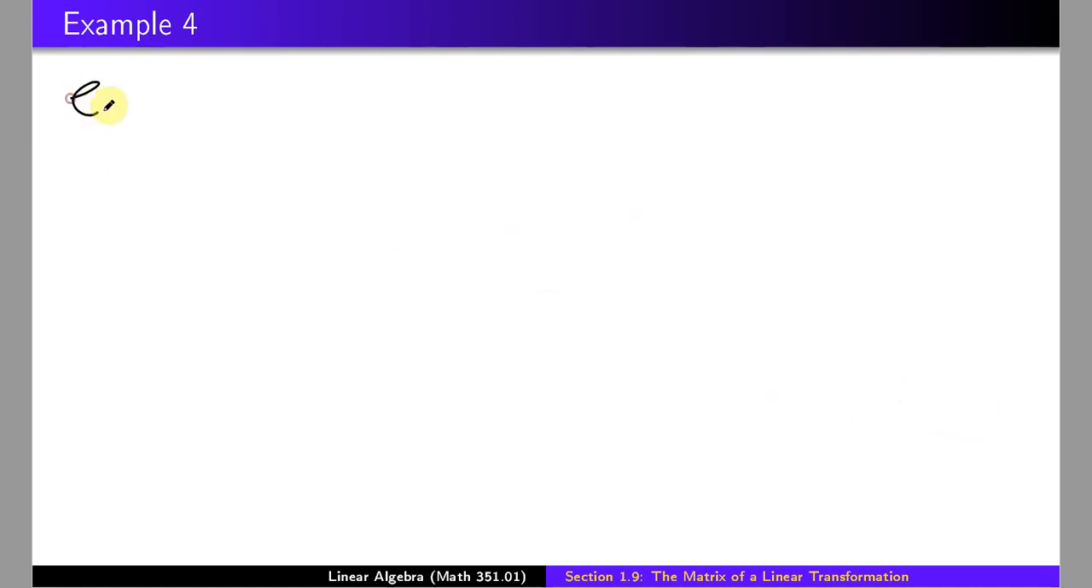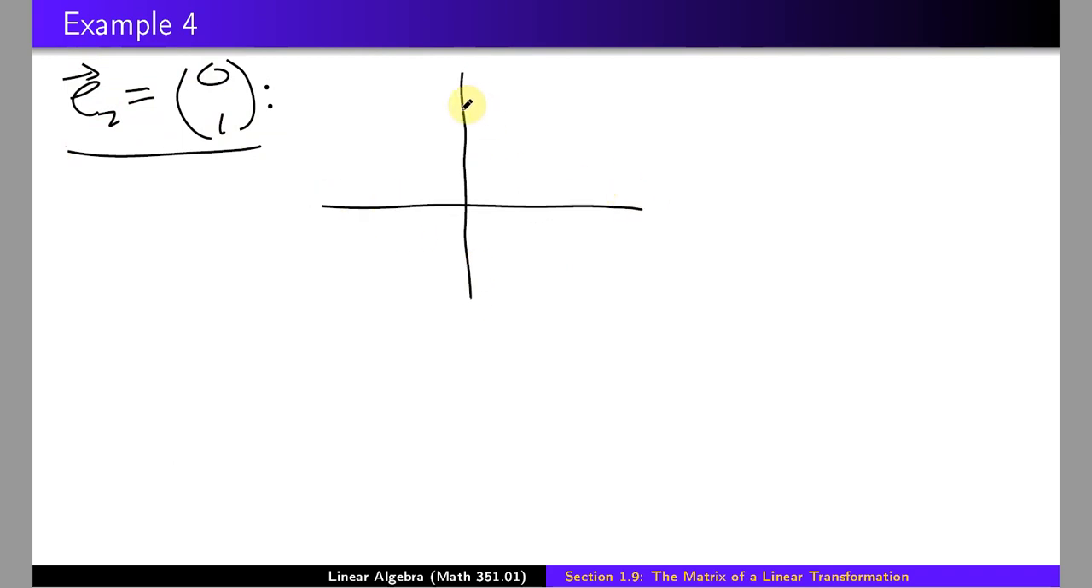Okay, so e2. e2 is 0, 1. All right, so imagine we're starting at 0, 1, which is up here. We're rotating through an angle phi, which isn't going to move us more than just one quadrant. It's only going to move us into the second quadrant, since the angle phi was less than 90 degrees, or pi over 2, so this is going to take us into the second quadrant, right here.